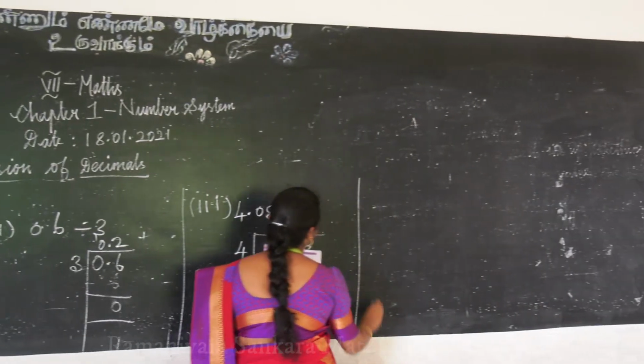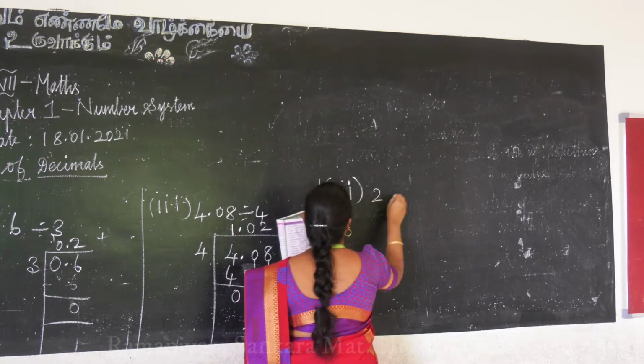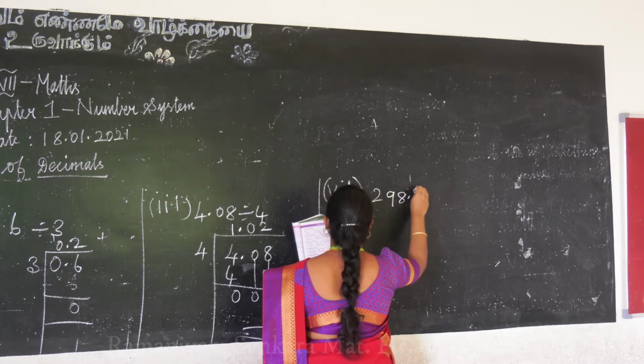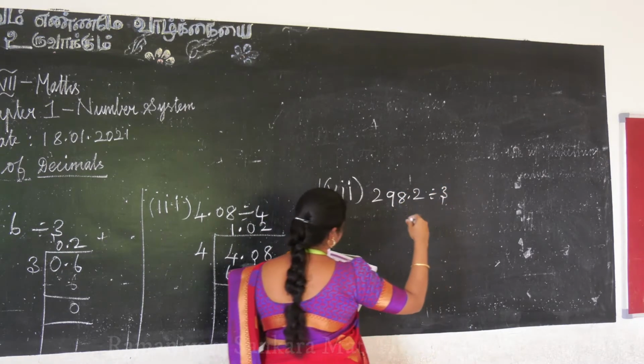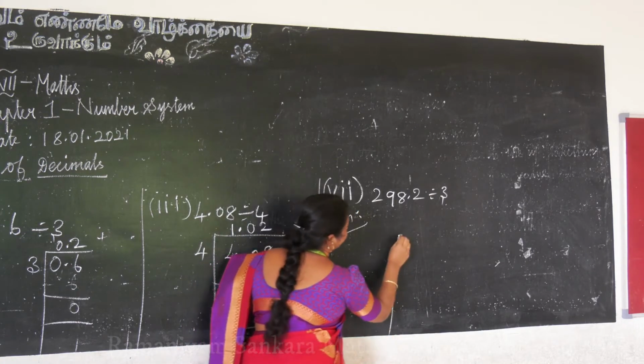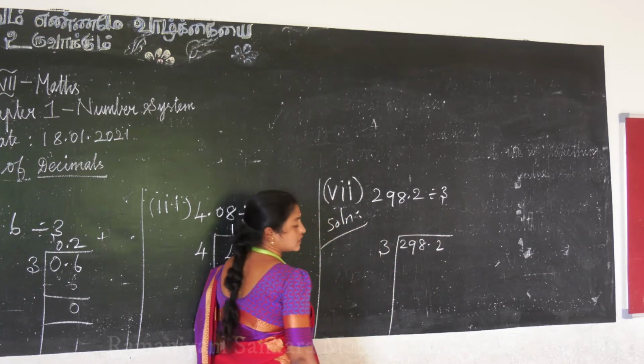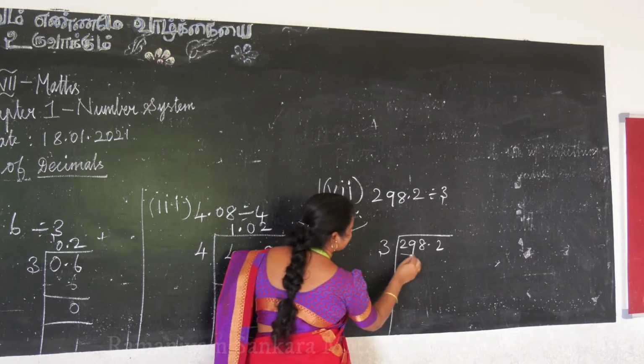Okay, so first sum I have done, then third sum I have done, then seventh sum I will do. Okay, seventh sum: 298.2 divide 3. See, solution. So dividend is 298.2, divisor is 3. So first we have to take 29.